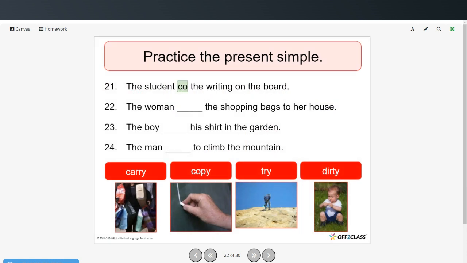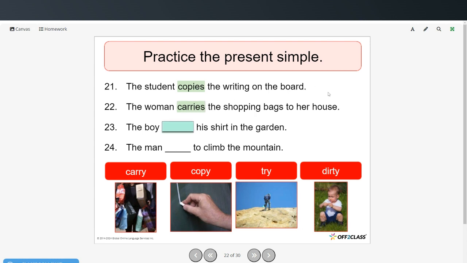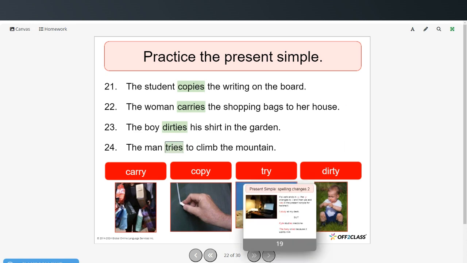The student copies the writing on the board. The woman carries the shopping bags to her house. The boy dirties his shirt in the garden. And the man tries to climb the mountain.